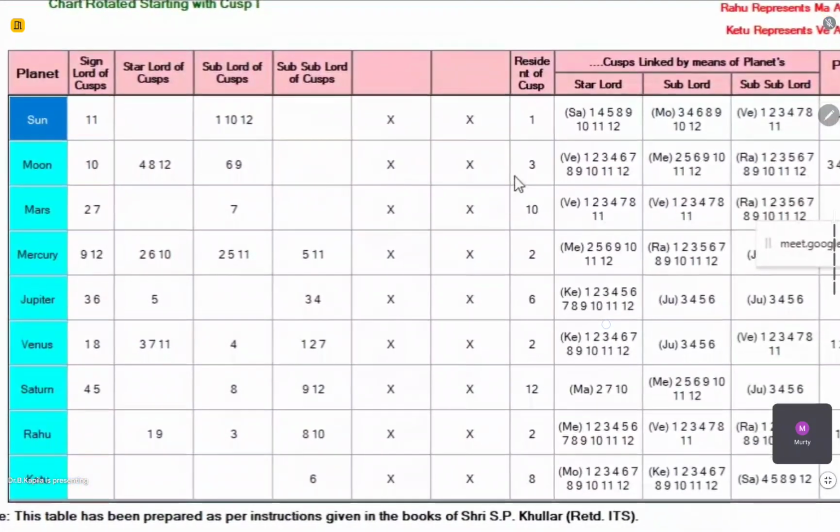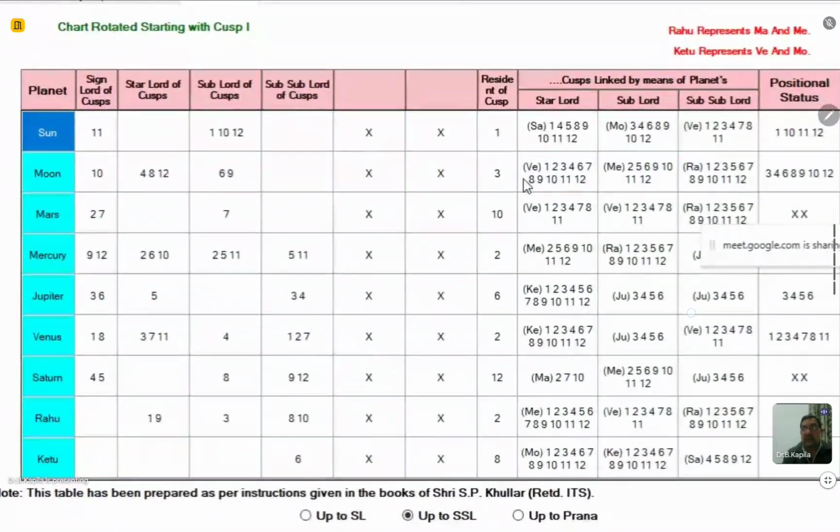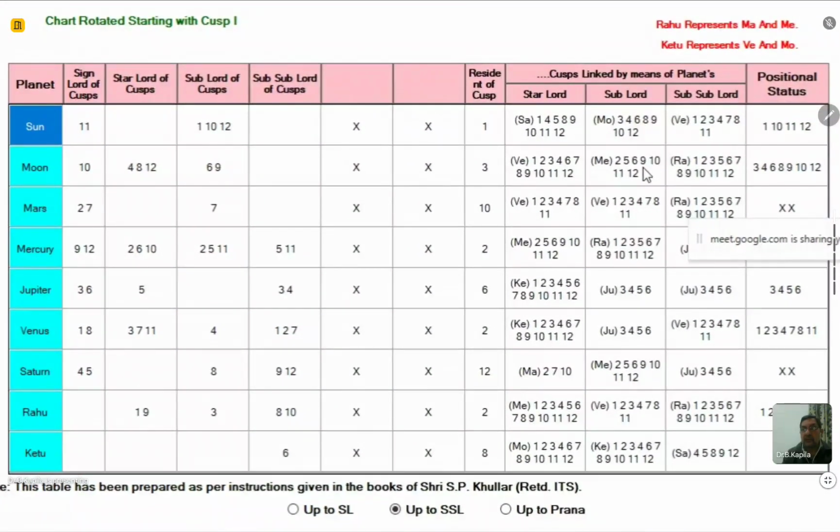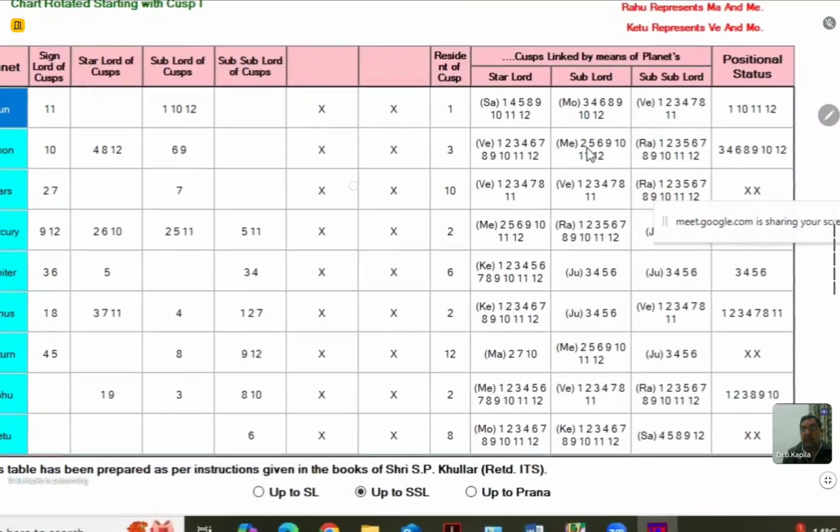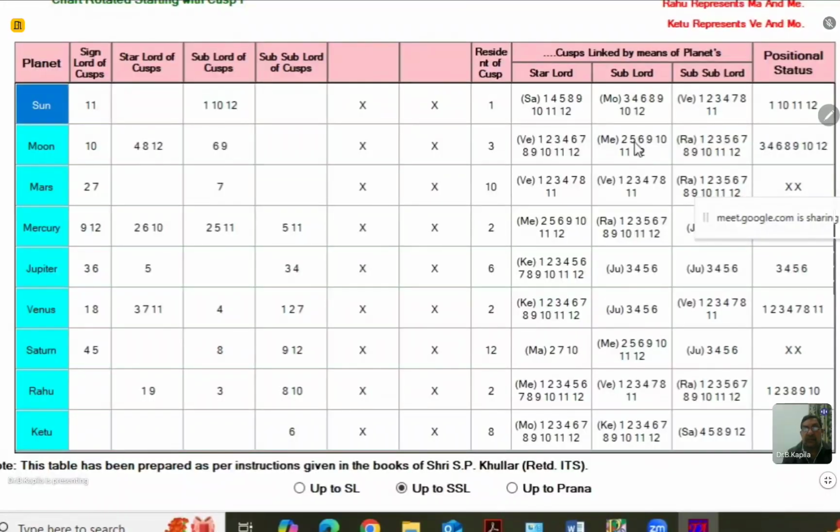cuspal interlink table to check the significations of moon. Right? So moon, through Venus is giving me 2 and 11, and moon through Mercury is giving me 2, 5 and 11, means it is giving a strong promise for the event of childbirth. That is okay. In this case there is no problem.